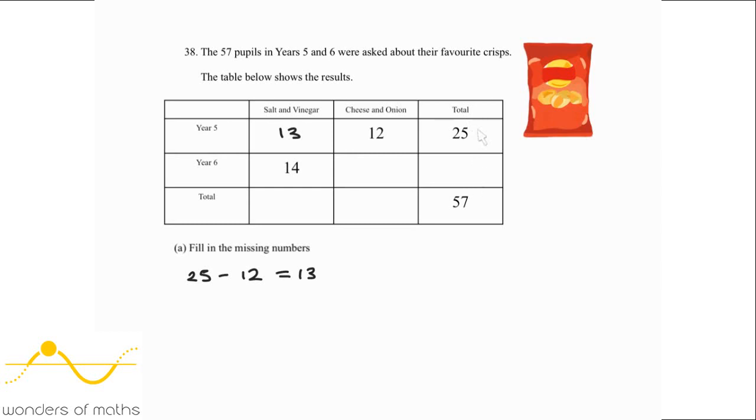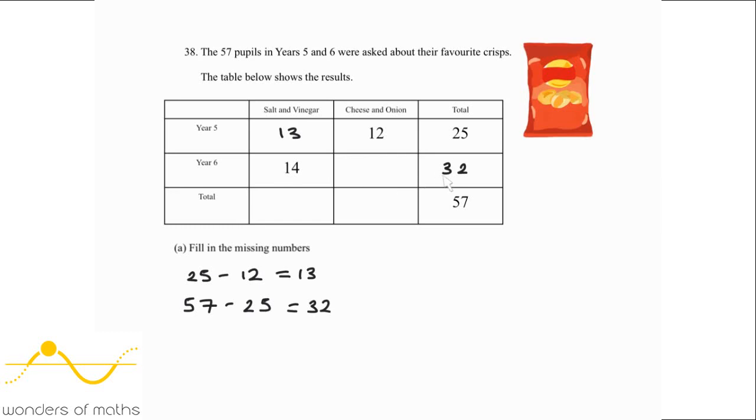Now let's move on to this column. We have the data for the total number of students overall, as well as the total number of students in Year 5. In order to calculate the total number of students in Year 6, all we need to do is subtract 25 from 57 to give us 32. By filling in these pieces of information, we have created more single data gaps, and everything else falls into place.